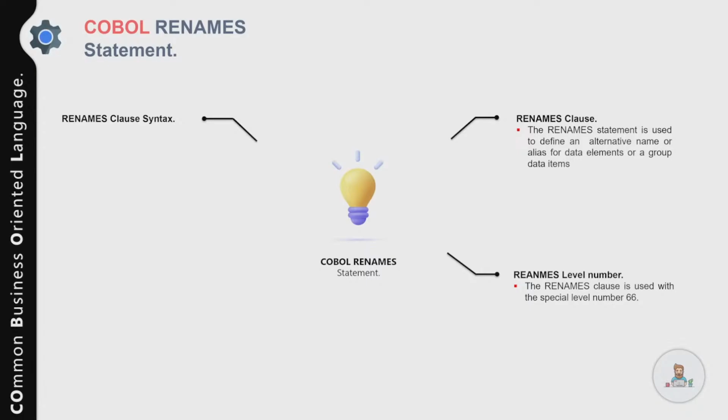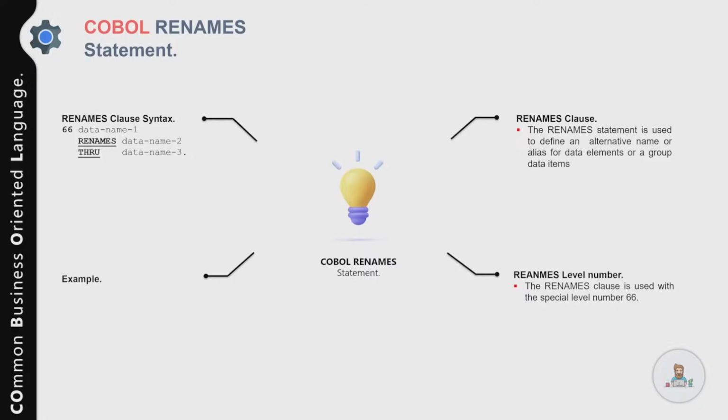Now let's talk about the syntax of the RENAMES clause. The syntax is pretty simple and straightforward. You have level 66, which is used to define your RENAMES clause. After that you have data name 1 followed by the RENAMES keyword. After that you have data name 2, then the keyword THROUGH up to data name 3. Now, data name 2 through data name 3 is the original area of storage, and data name 1 is the new name that you can use to manipulate it.